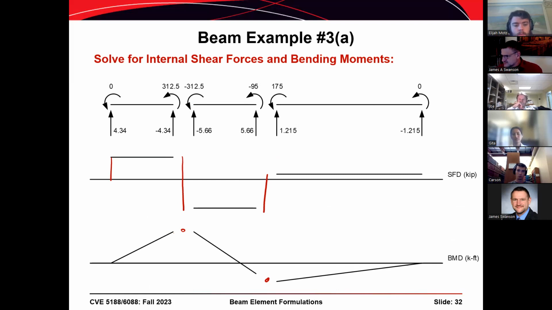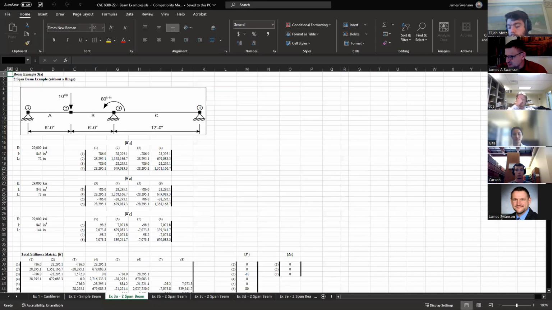All right. Let's see. What I think I can do at this point is go ahead and show you the Excel sheet that goes along with that. One of the nice things about this is that, because the assembly process is rather repeatable, you can do the solution process for each one of these examples on a single page, and you don't have to break it up into multiple pages like we did with the truss examples.